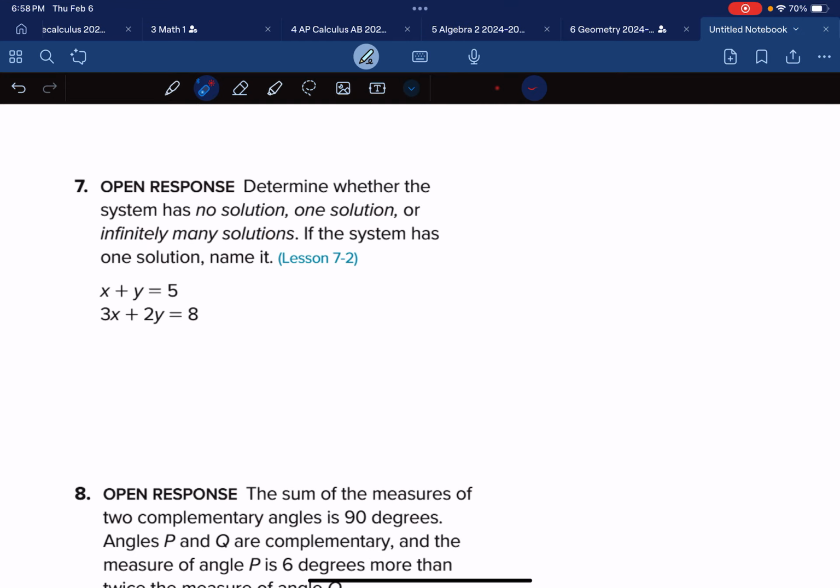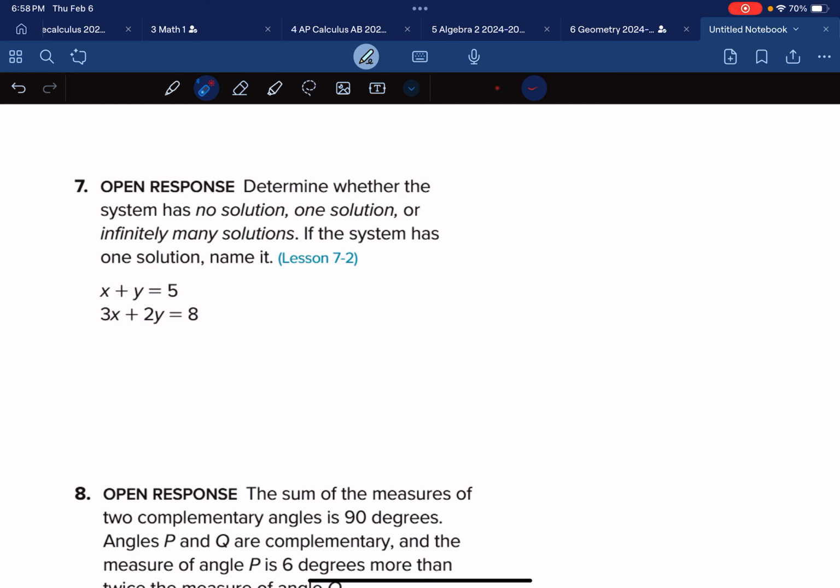So we need to determine if the system has no solution, one solution, or infinitely many solutions. There's a bunch of ways that you could go about this, but generally speaking, if you take a look at the x and y numbers, if they both match up exactly, then that means there's going to be either infinite or no solution. One solution is when x's and y's don't match up. And if the system has one solution, name it. We might as well just try to solve this one. This is still referencing lesson 7-2.